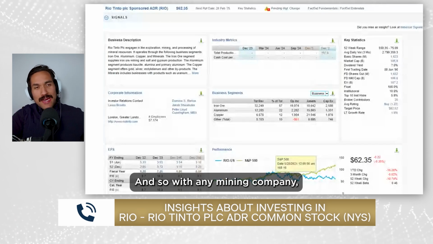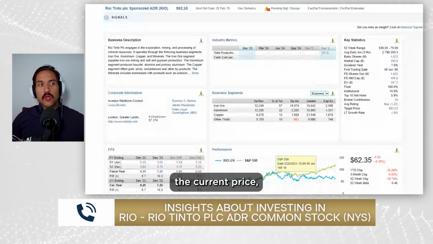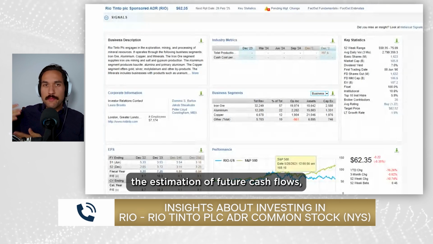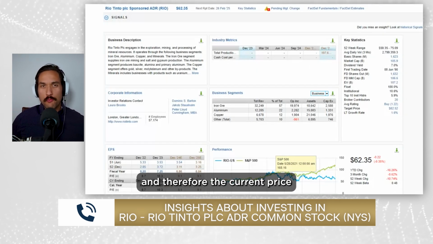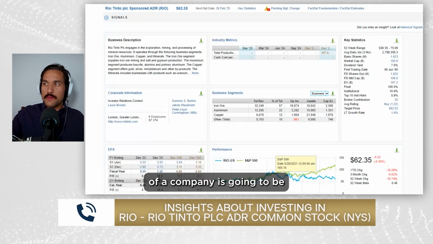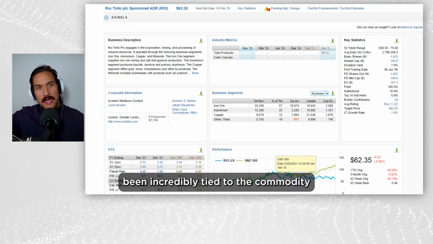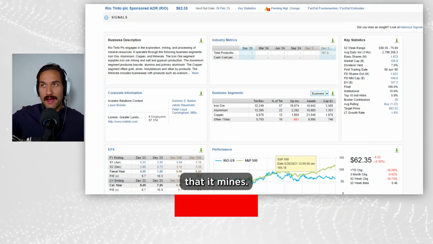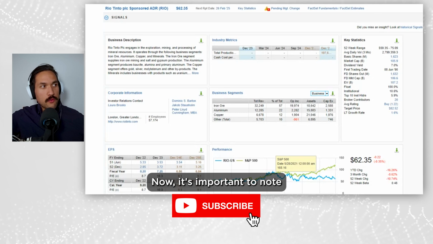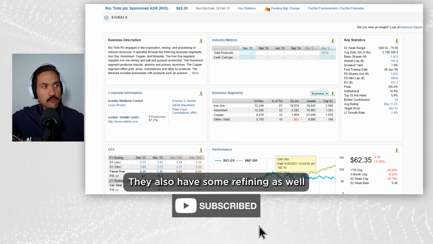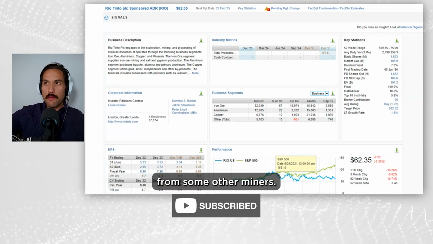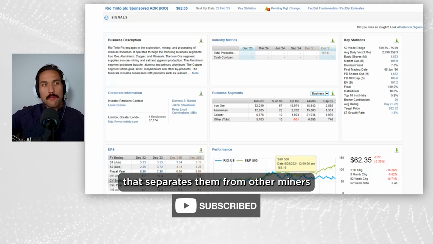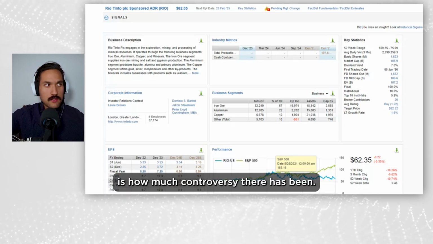And so with any mining company, the current price, the estimation of future cash flows, and therefore the current price of a mining company is going to be incredibly tied to the commodity that it mines. Now, it's important to note that they do more than mine. They also have some refining as well, and that separates them from some other miners. But one other thing that separates them from other miners is how much controversy there has been.